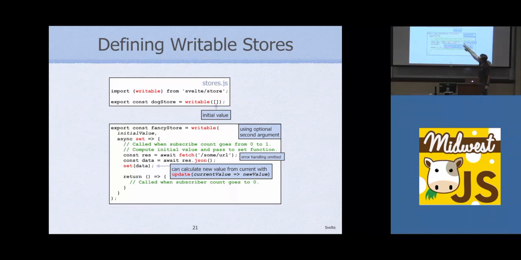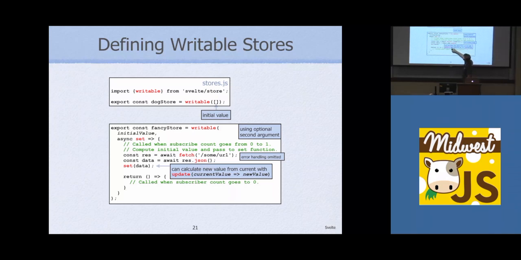So in my first example, I'm pulling in writable from the svelte/store package, and then I'm going to create an instance of that, and I give it the initial value. So this is a store that's going to hold a collection of dogs, where maybe each dog is described by an object. And so it's starting out as an empty array.